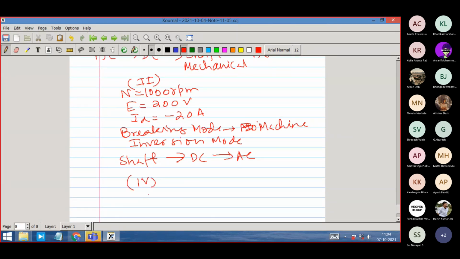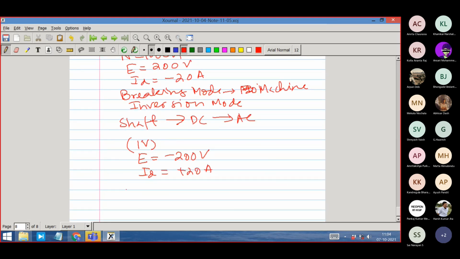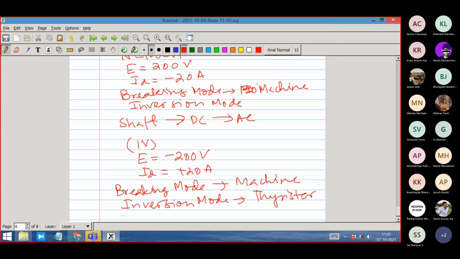Fourth quadrant operation, where E is equal to minus 200 volt and ID is equal to plus 20 ampere. So it is also braking mode from the machine point of view, inversion mode from the thyristor converter point of view, and power is flowing from the shaft to DC to AC.